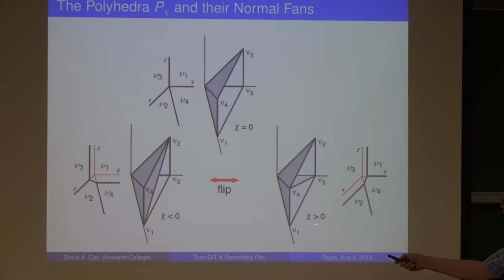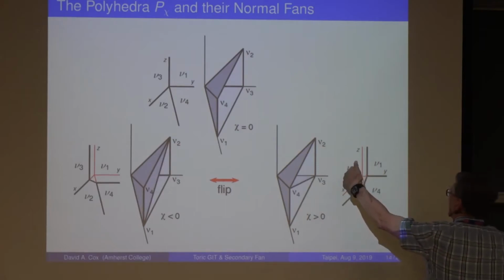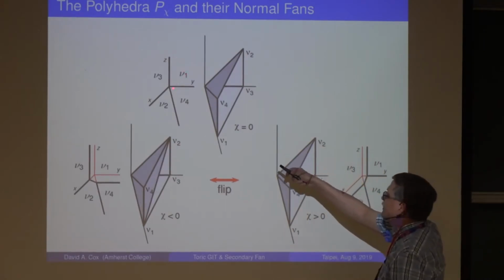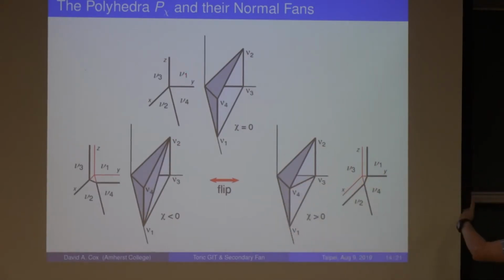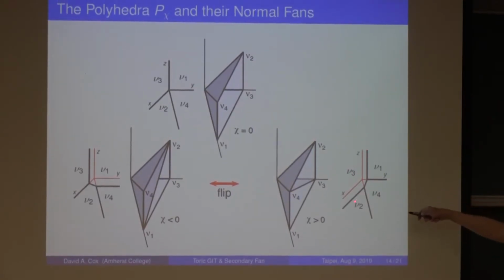And if you work out what happens when I make chi positive, think about taking this face, which would be this one right here, and pushing it this way. Again, this is coming down at an angle, and so you get something that looks like this. So all three of these have the same facet normals.